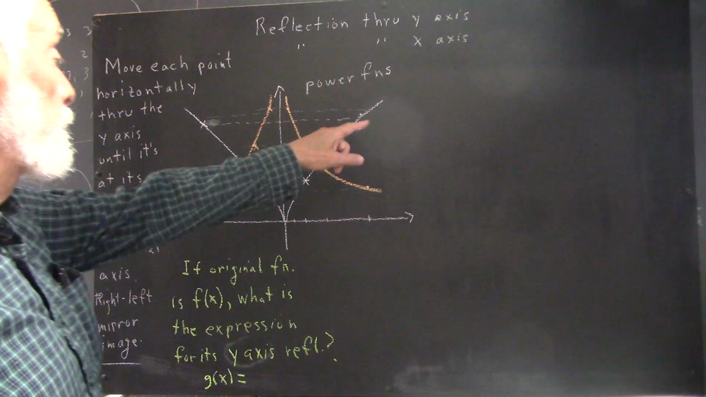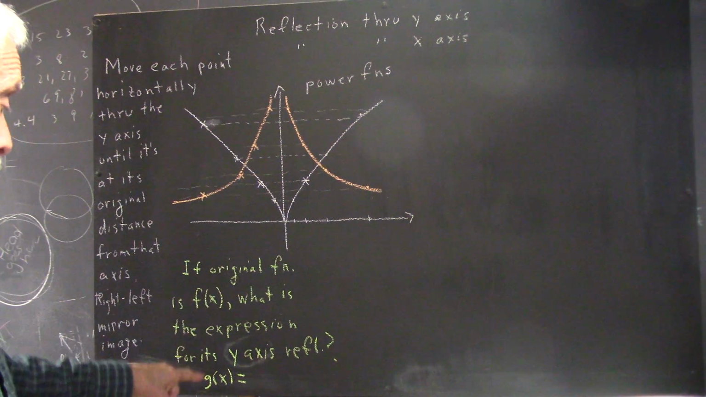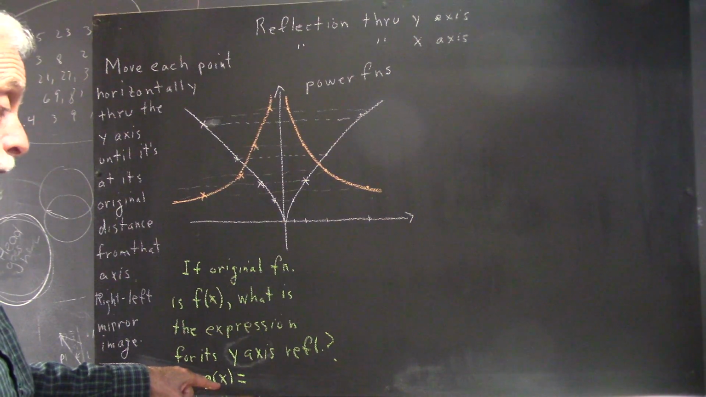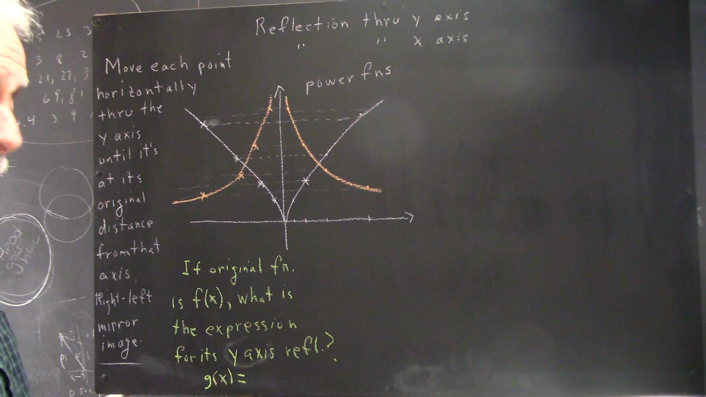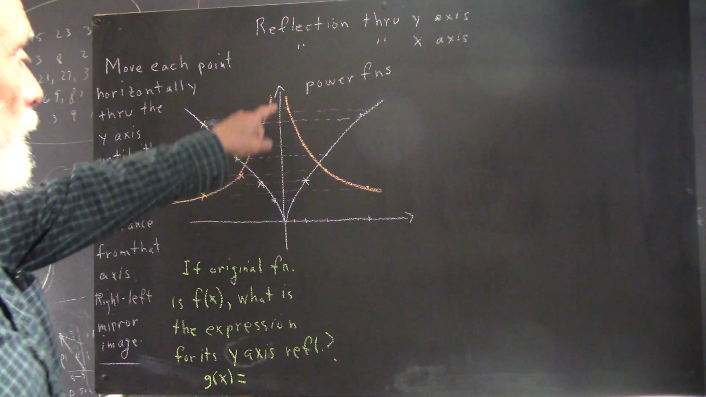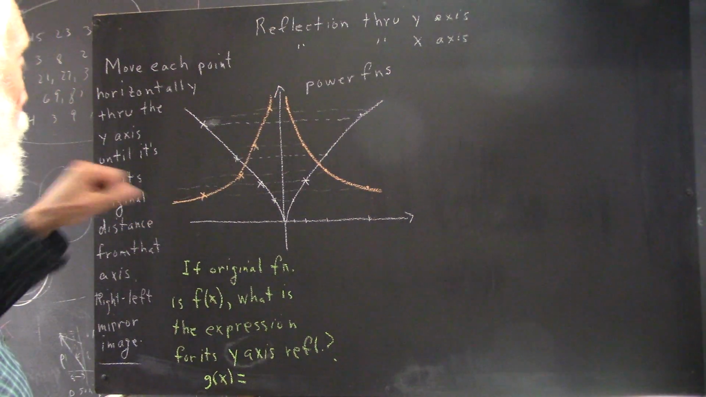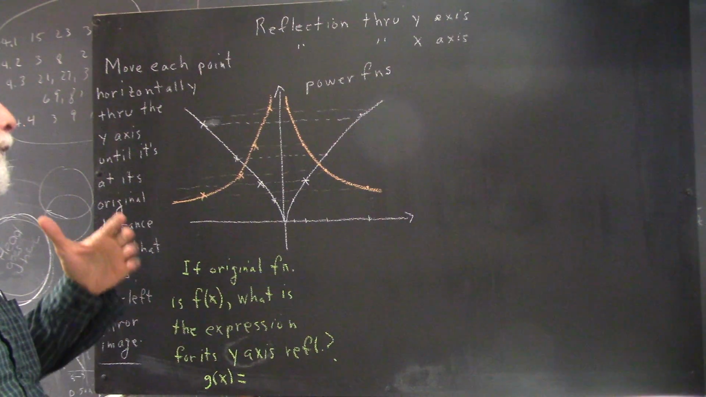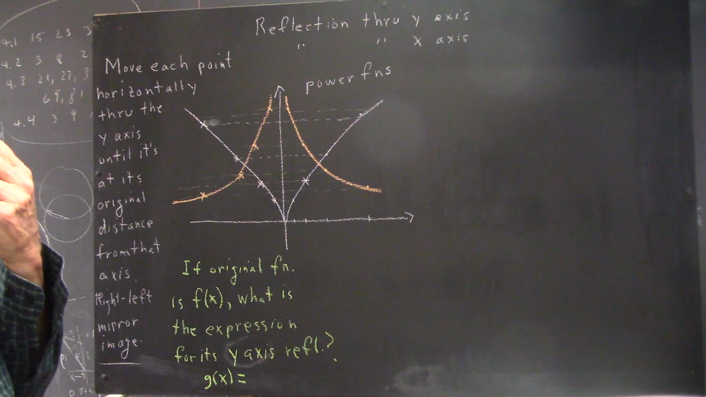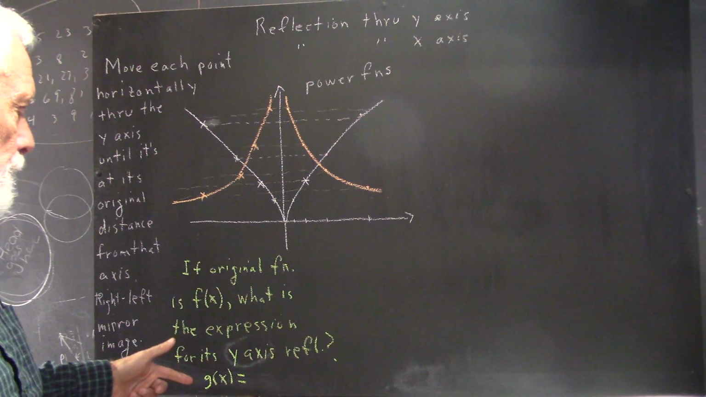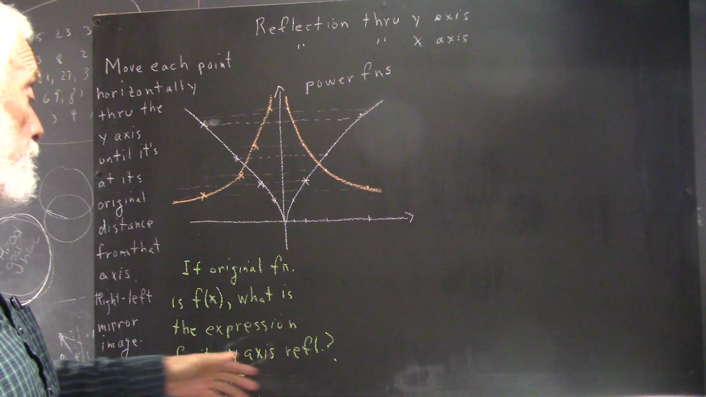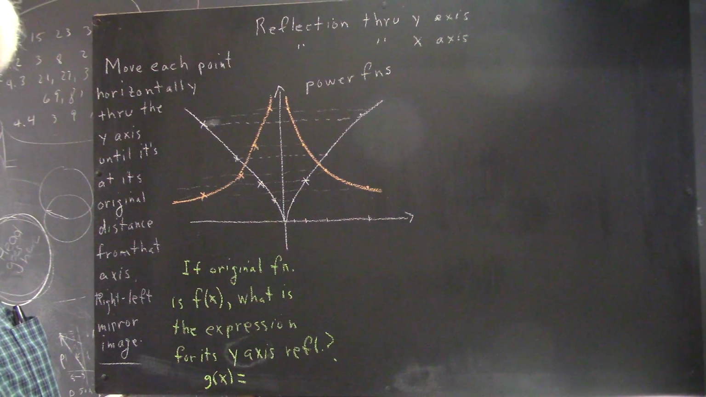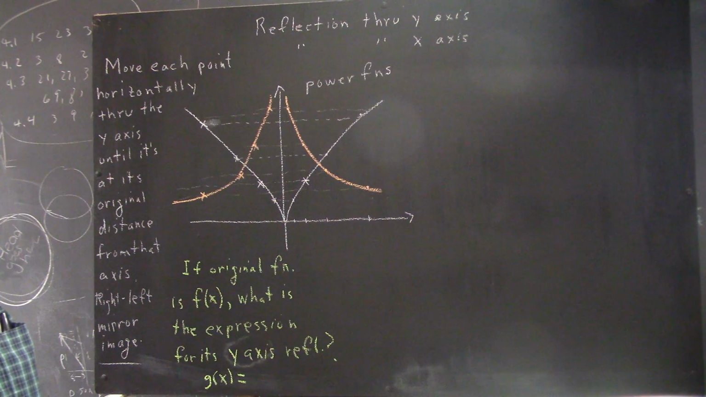Now, if I call this function f of x, then its reflection g of x is going to have some form. And if I call this other function f of x, g of x is going to still have the same form, because for the reflection through the y-axis, we haven't specified which function is which. We have the same rule for both functions. We end up getting the same expression.